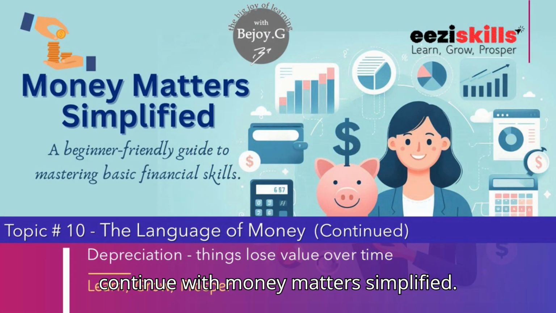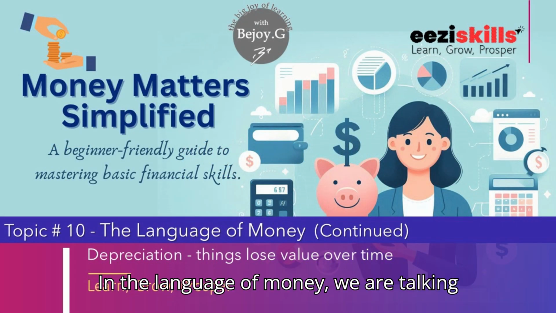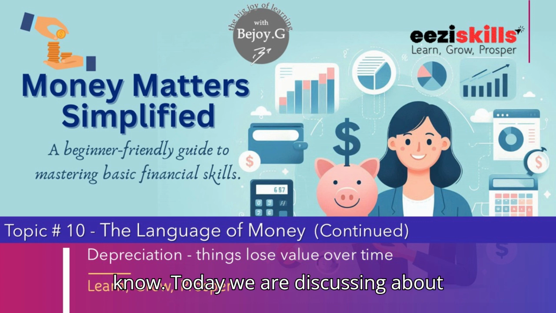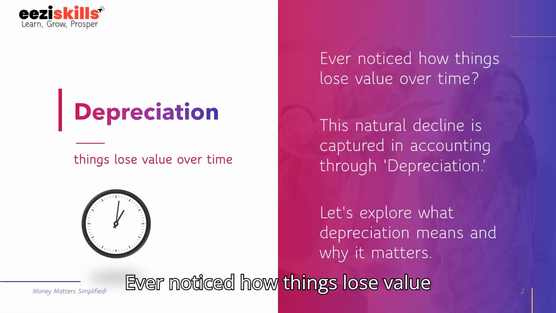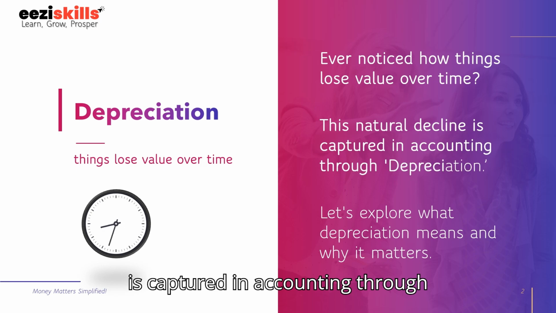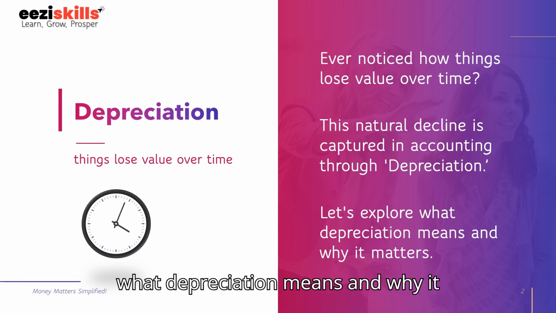Let's continue with Money Matters Simplified. In the language of money, we are talking about key financial terms everyone should know. Today we are discussing depreciation. Ever noticed how things lose value over time? This natural decline is captured in accounting through depreciation. Let's explore what depreciation means and why it matters.